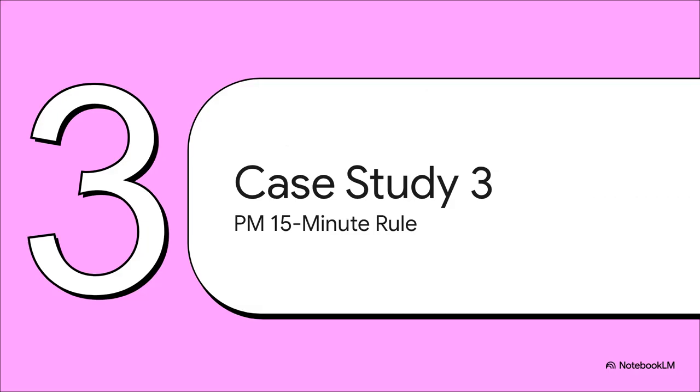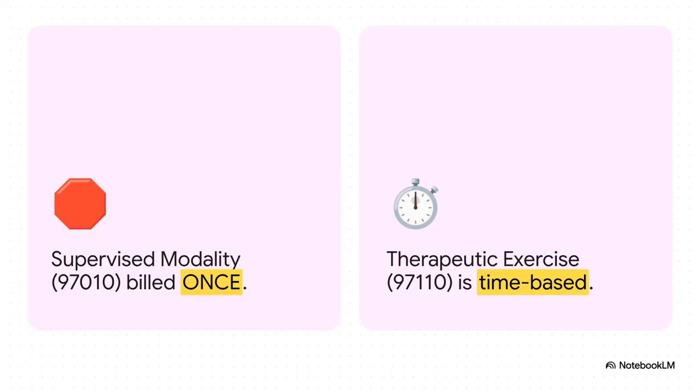Next up, we have case study 3, the physical medicine 15-minute rule. All right, here is our next scenario. A physical therapist applies a hot pack for 10 minutes and then follows that up with 25 minutes of direct one-on-one therapeutic exercise. You really have to spot the key difference here so you avoid double counting your minutes. A supervised modality, like that 97010 hot pack, is billed exactly once. It doesn't matter how long it takes. But therapeutic exercise, code 97110, is a time-based code requiring strict time rules.